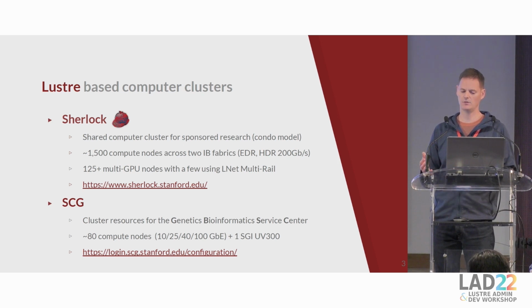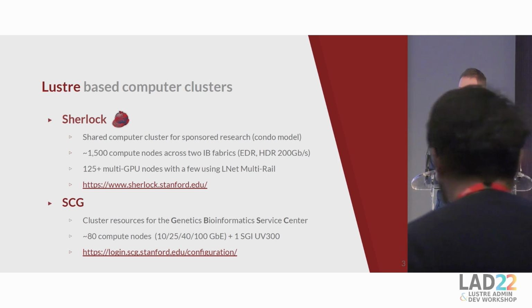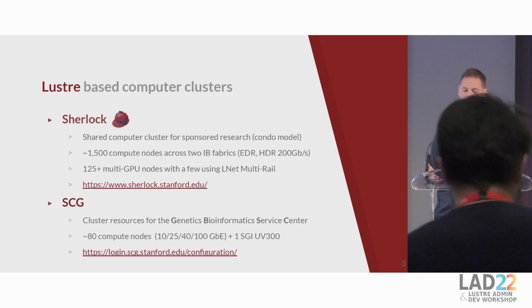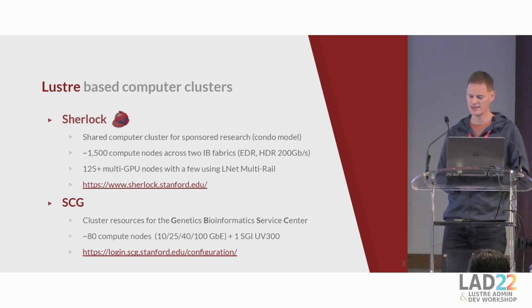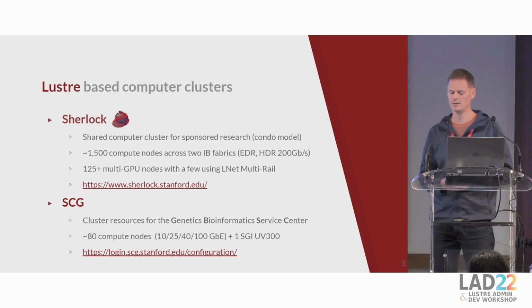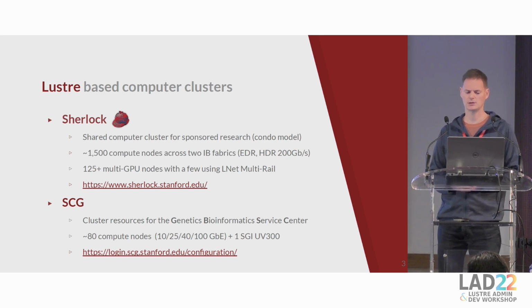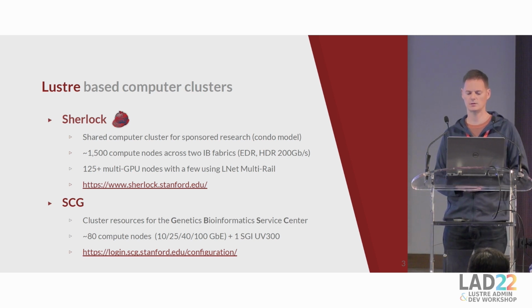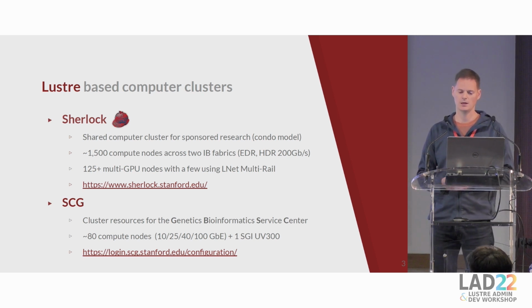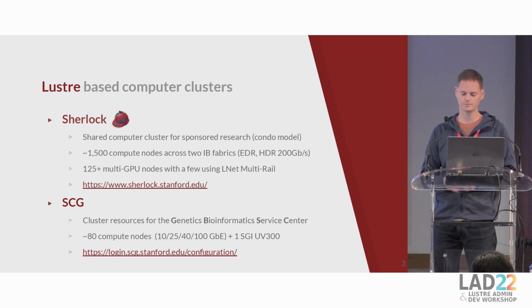It's a set of resources for a service center, the Genetics Bioinformatics Service Center. It's more modest, but it's very interesting on the Lustre side because it's all Ethernet. So mainly 25 gig Ethernet nodes, but it's connected to Oak, which I will present, at 200 gigs. We also have an SGI UV300 on that cluster. So those are the Lustre clients, the two clusters.